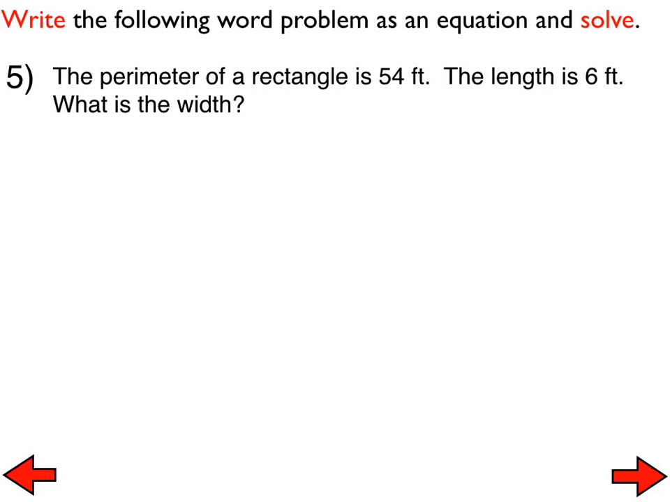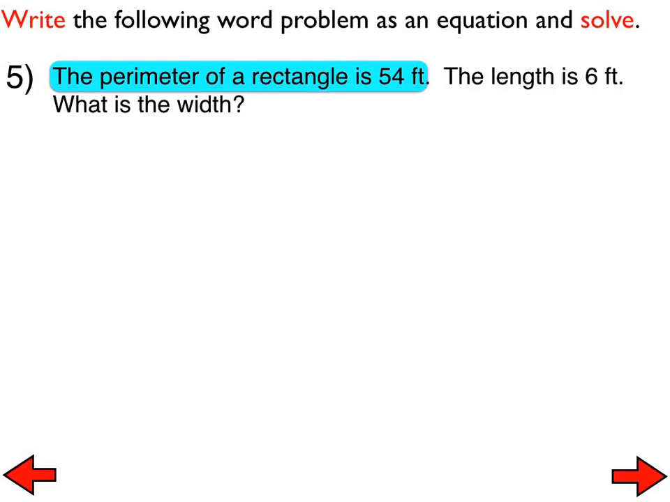Number 5 says the perimeter of a rectangle is 54 feet. The length is 6 feet. What is the width? I would like you to set up the equation that you think would work to solve this problem. I don't want you to go beyond that yet. Just come up with what you think the equation would look like.